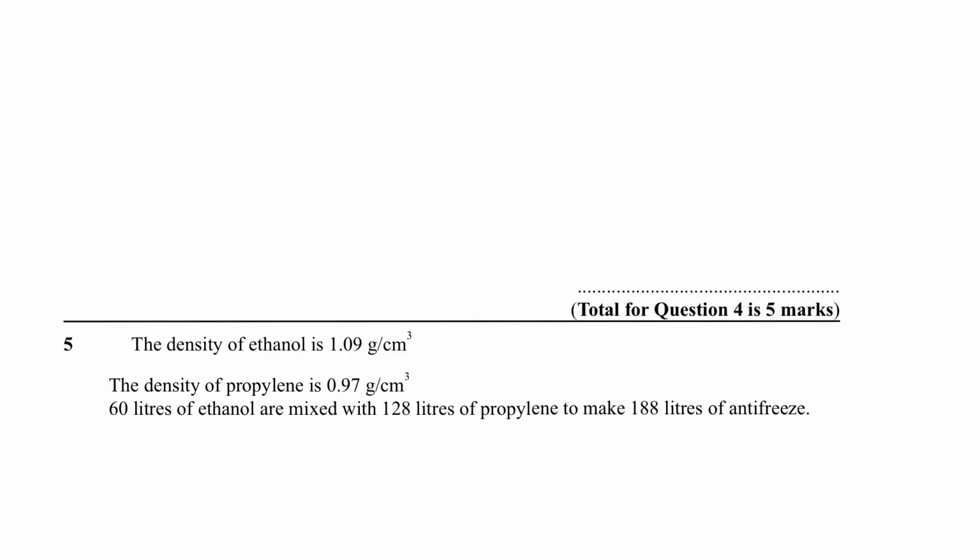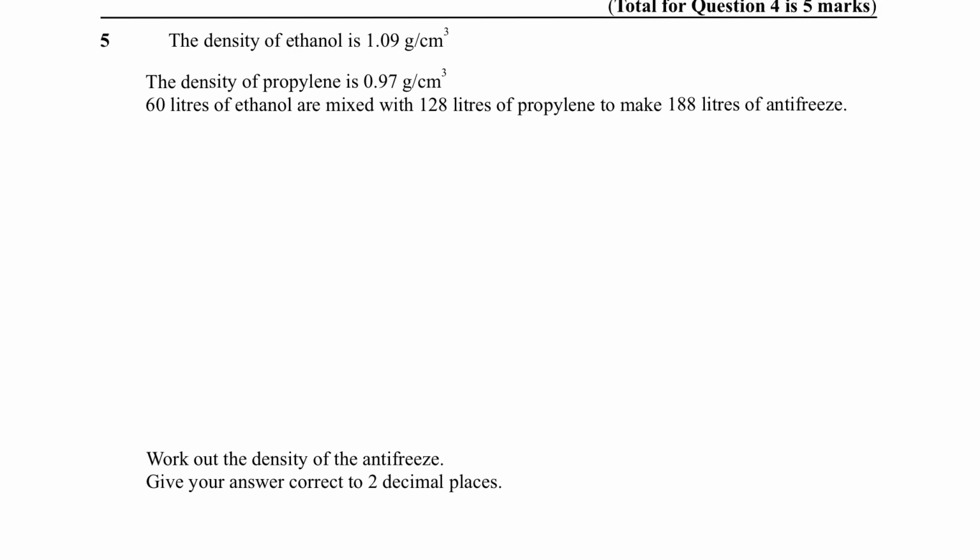Question 5 is basically saying that the density of ethanol is 1.08 and the density of propylene is 0.97. 60 liters of ethanol are mixed with 128 liters of propylene to make 188 liters of antifreeze. It wants us to work out the density of the antifreeze. To do that, we're going to use the density triangle, mass over volume. So total density is what we're trying to work out.